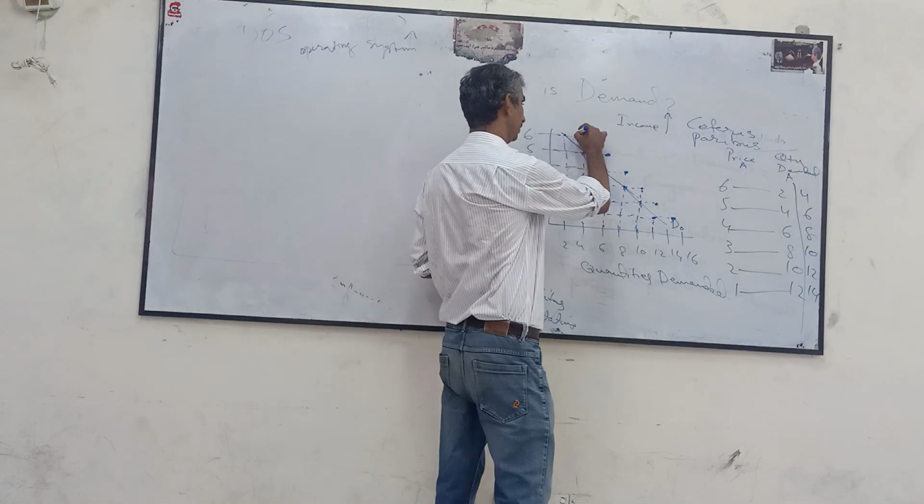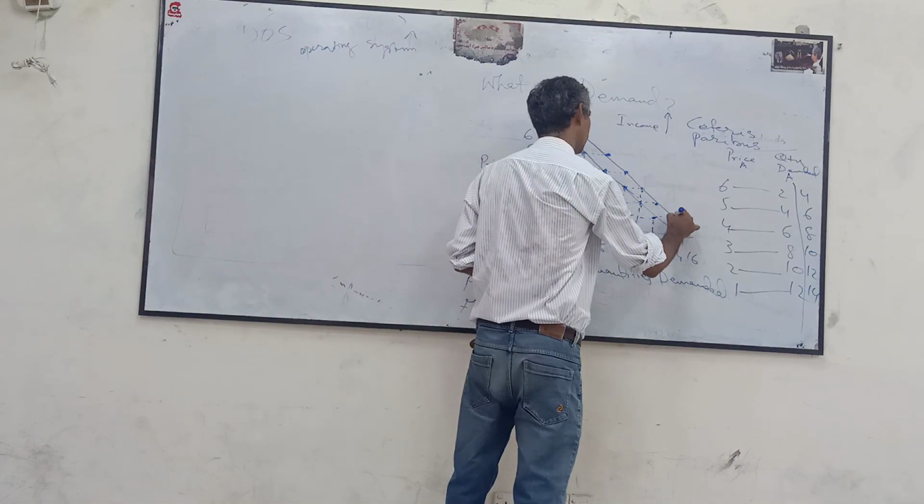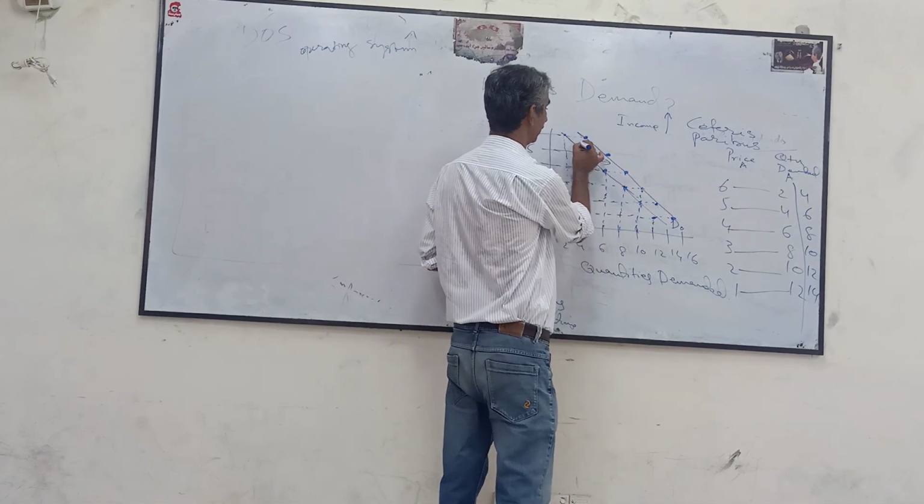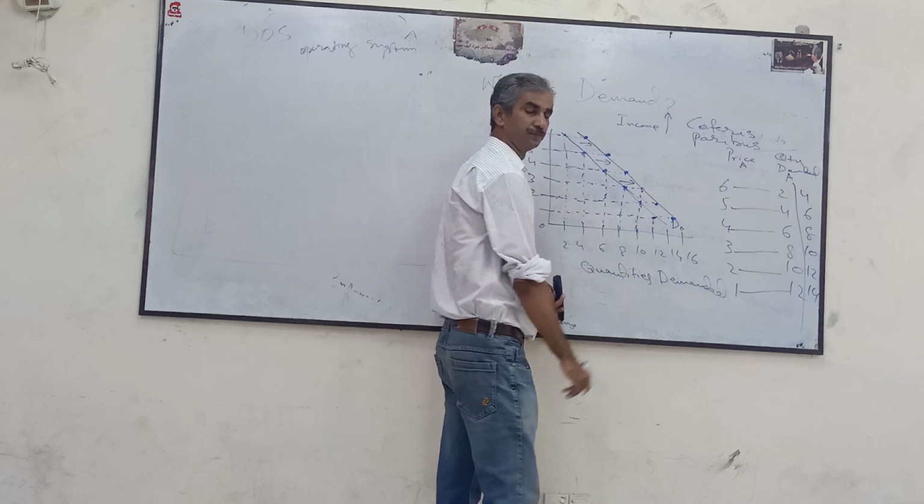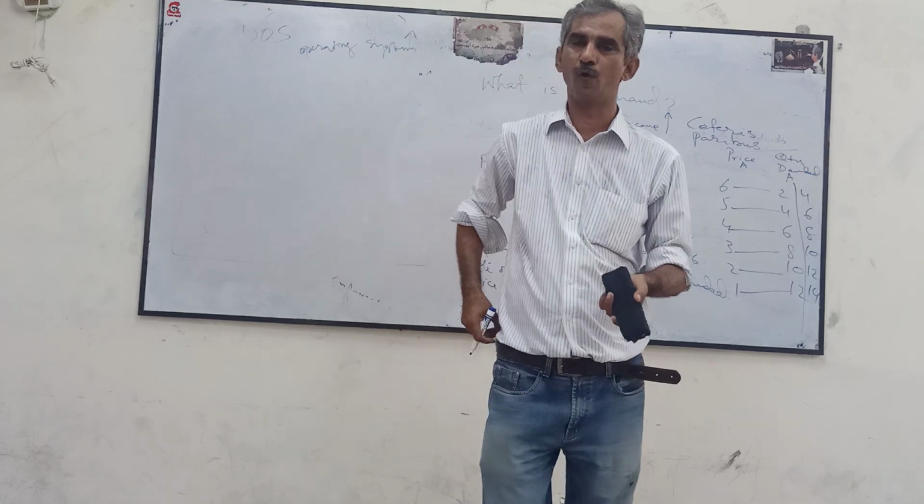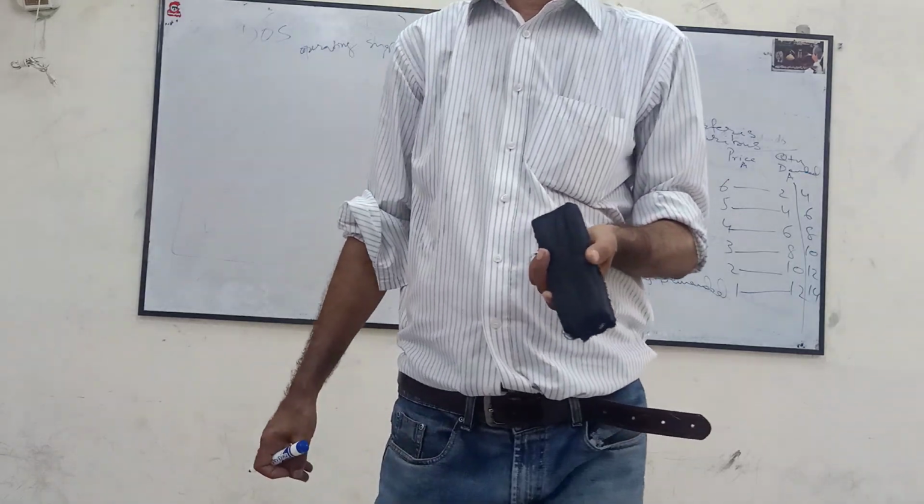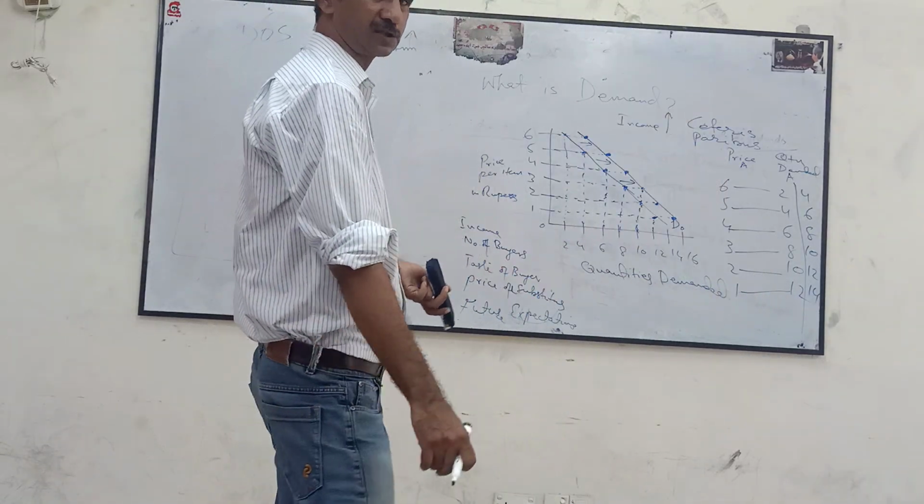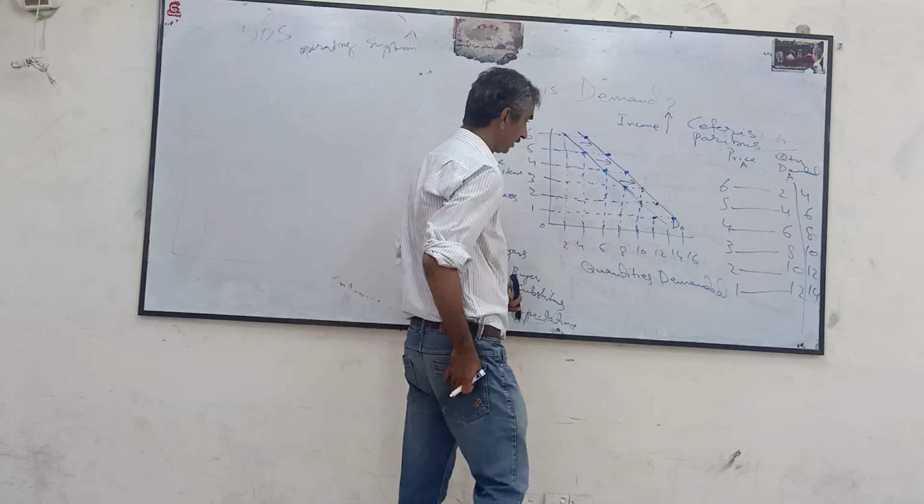So when we connect these dots, we have an outward shift in the demand line. It means at all available prices, the person is now able to buy more quantities as compared to the previous quantities.